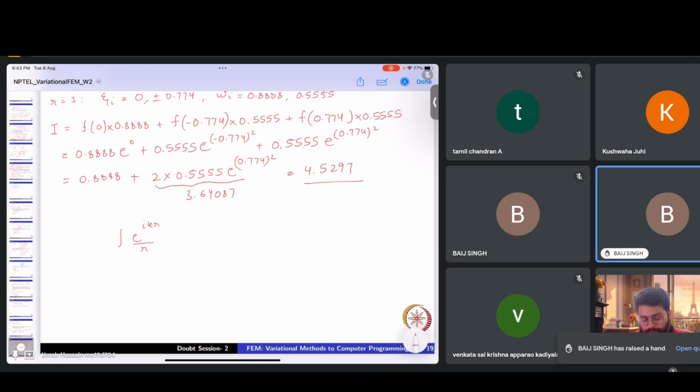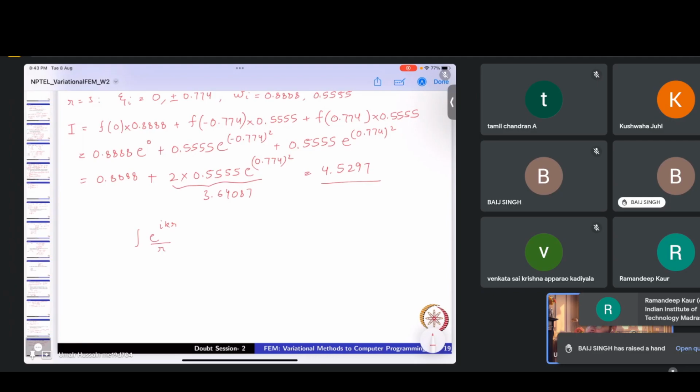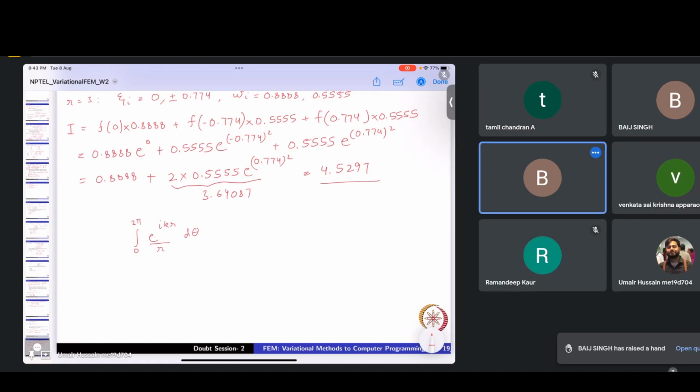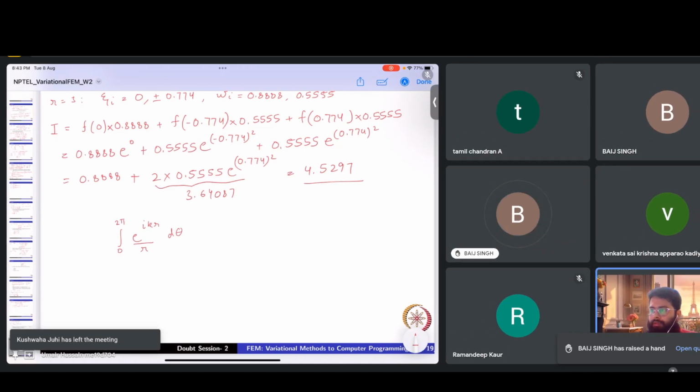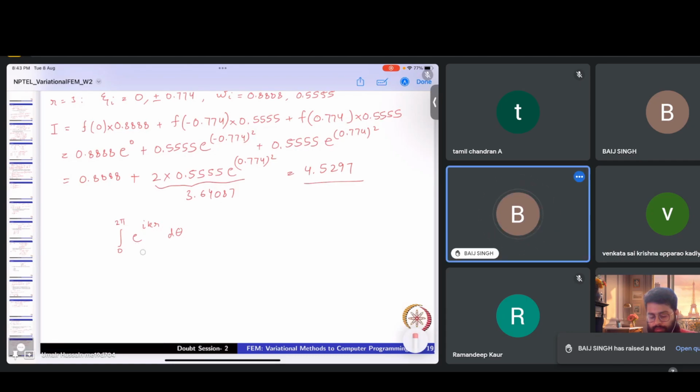So this integral is between which limits? We can take it from 0 to 2 pi. It is a spherical domain, so we have to convert that into a spherical domain. Generally, what do we do? We remove this bottom r, and take it out as a constant. Then only it is solvable.